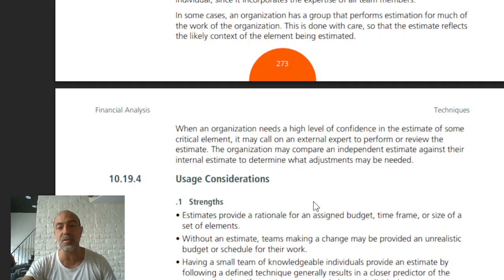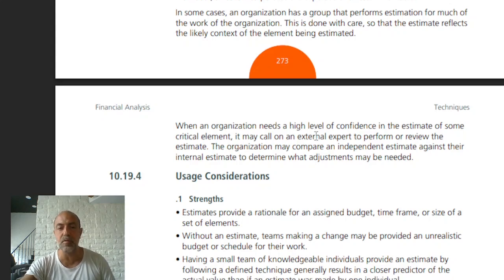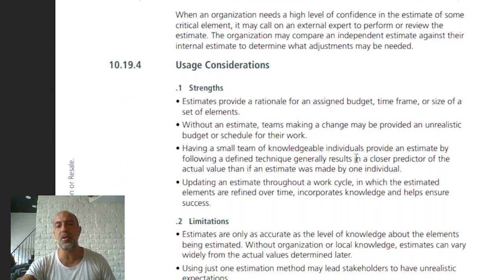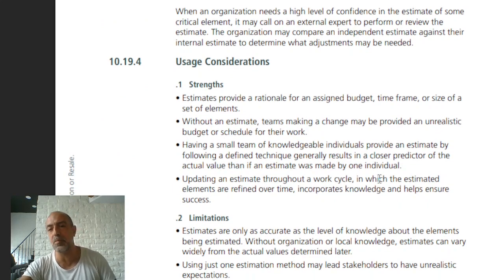When an organization needs a higher level of confidence in the estimate of some critical element, it may call on external experts to perform a review of the estimate, of course. The organization may compare an independent estimate against the internal estimate to determine what adjustments may be needed. Again, we can do anything we want. I repeat that over and over again. We can do anything we want.